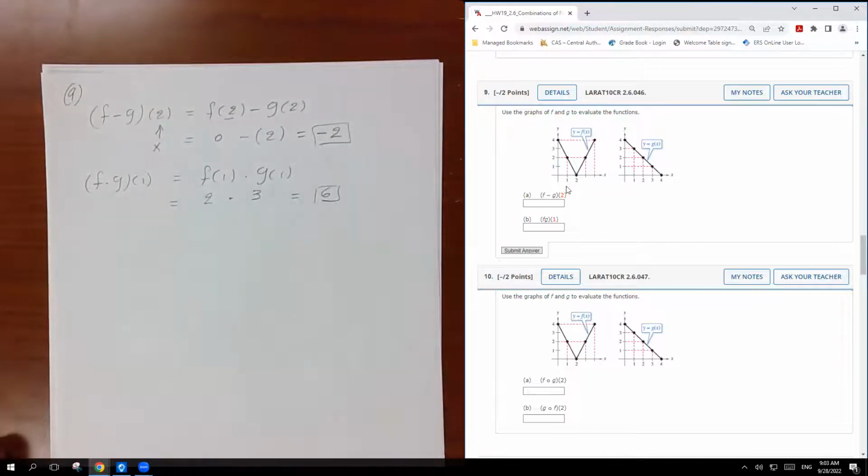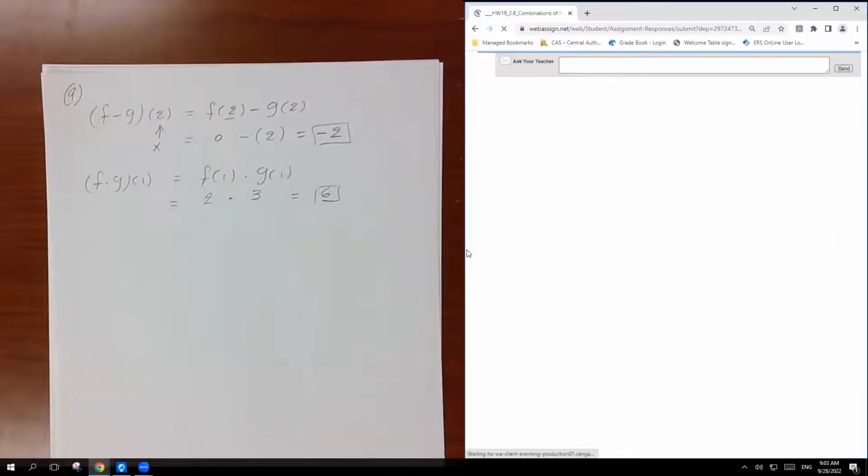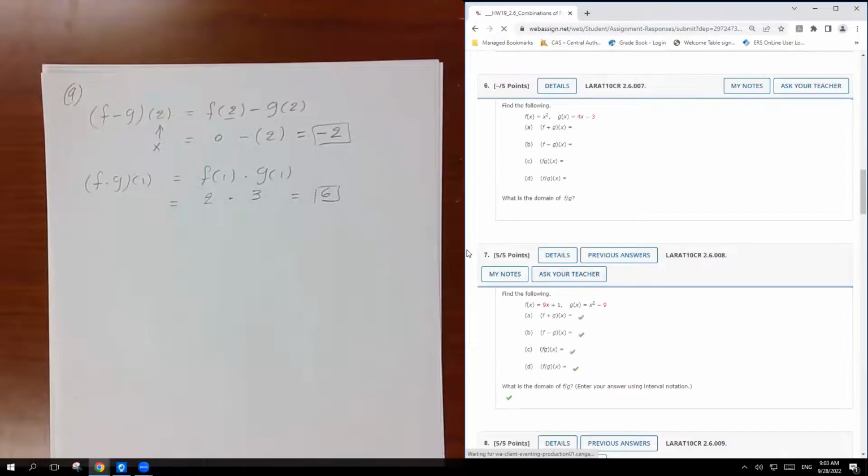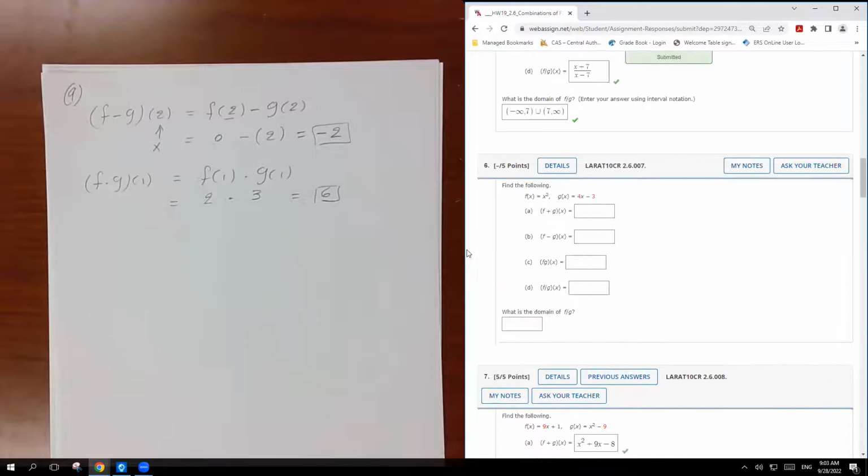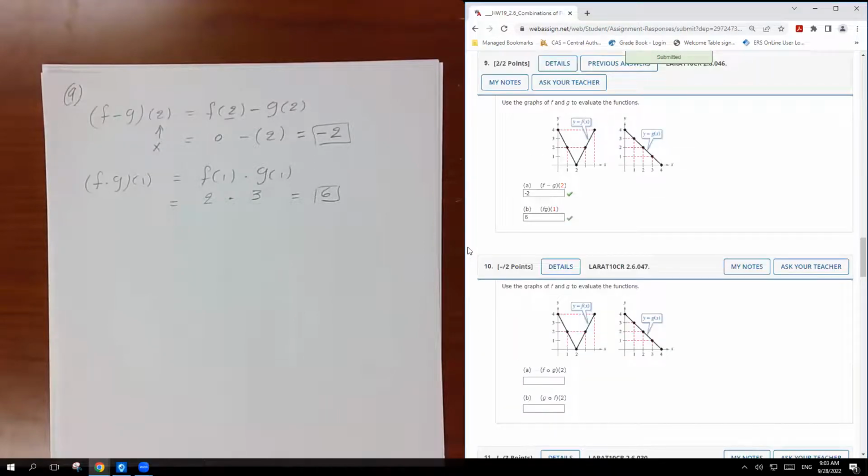So we're going to type here -2, and you're going to type here 6. That's it for example 9. For example 10, we're going to do the same thing, but now we have the composite function.